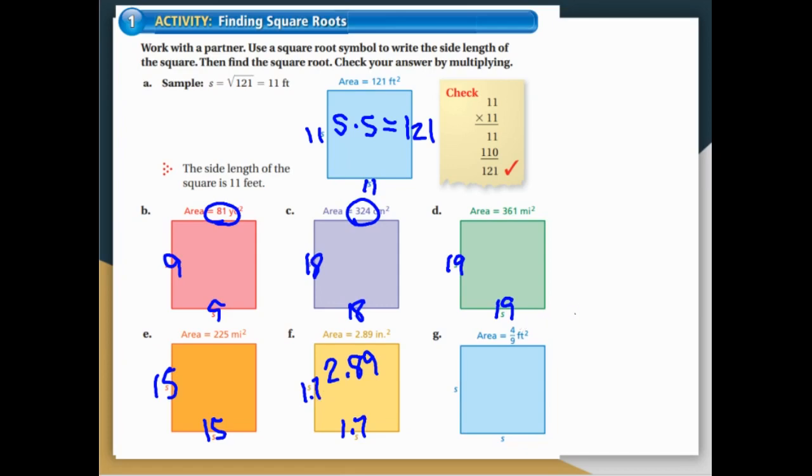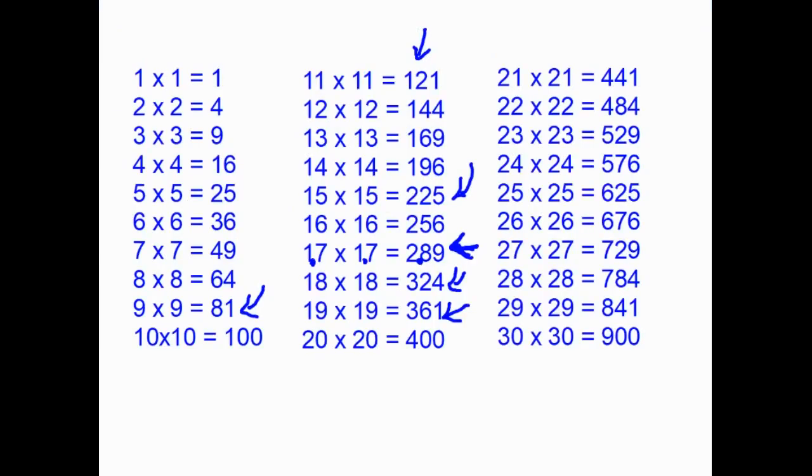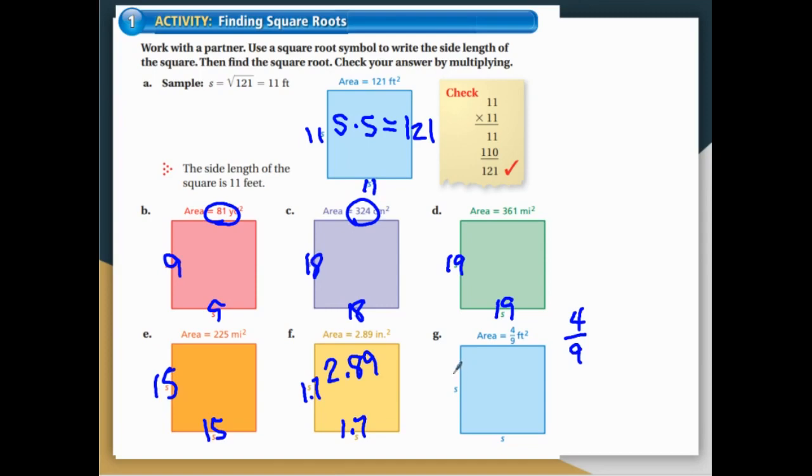And lastly, how about a fraction, 4/9? Let's find this number and this number separately. So we look for 4 and we find the answer is 2, and for 9, the answer is 3. So the answer to this must be 2/3, because 2/3 times 2/3 equals 2 times 2 is 4, and 3 times 3 is 9. So the length of the side would be 2/3.